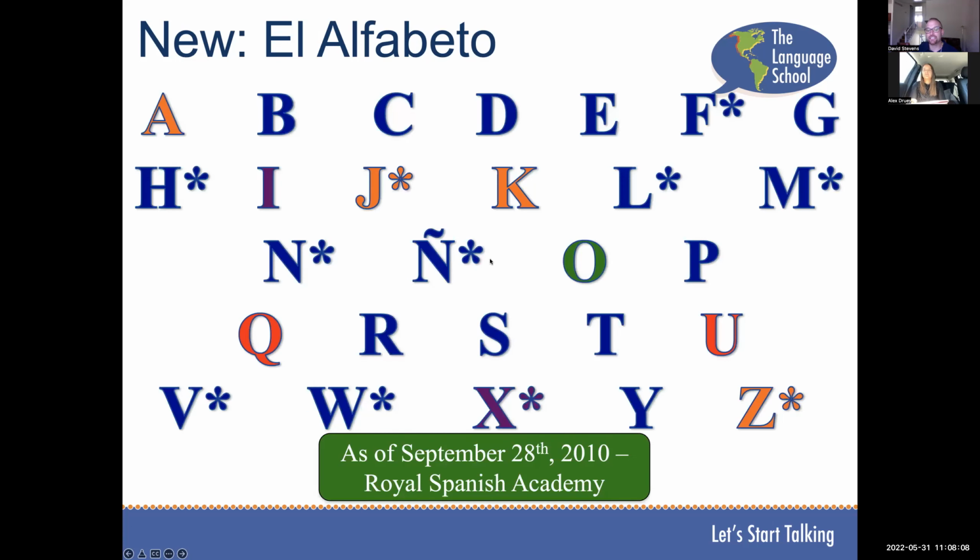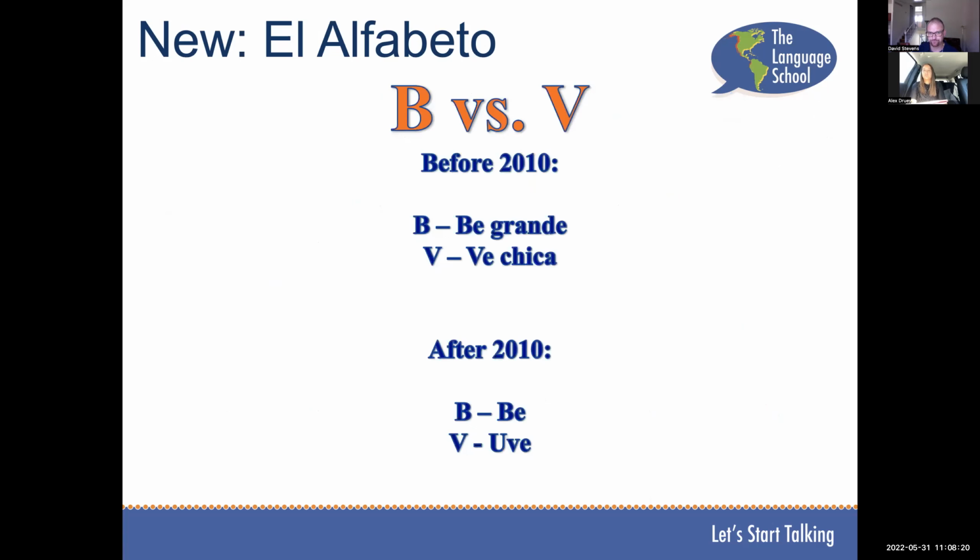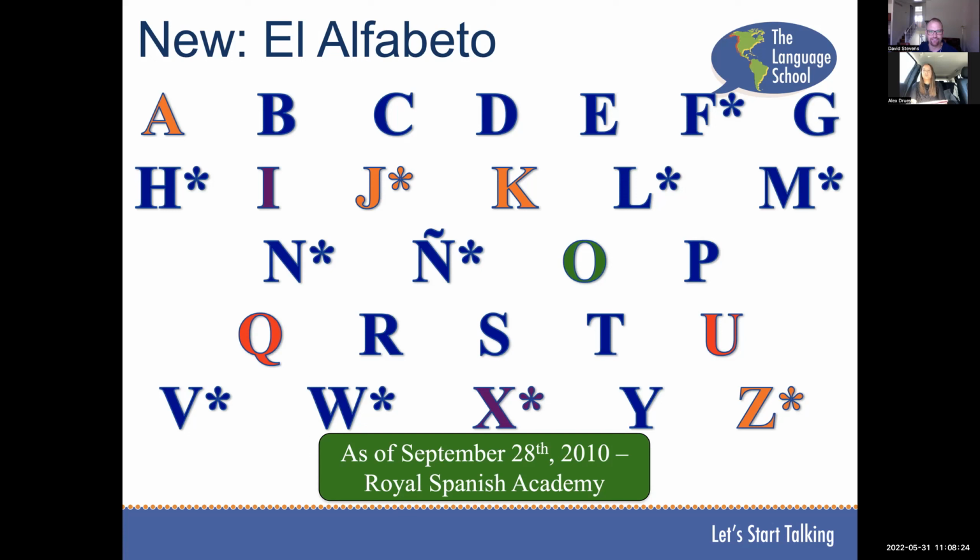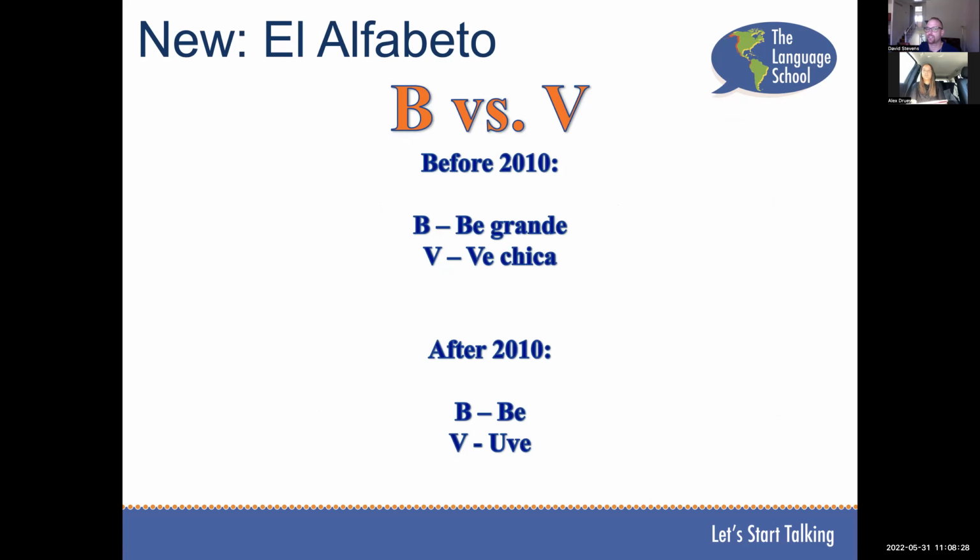So Alex, this is the current alphabet. Languages change and evolve over time. In 2010, the Royal Spanish Academy made an official change to the Spanish alphabet. We're in a transitionary stage, so you kind of have to know the previous alphabet and the new alphabet, because of course, if you went to school before 2010, you learned the old alphabet, and if you went to school after 2010, you learned the new one.